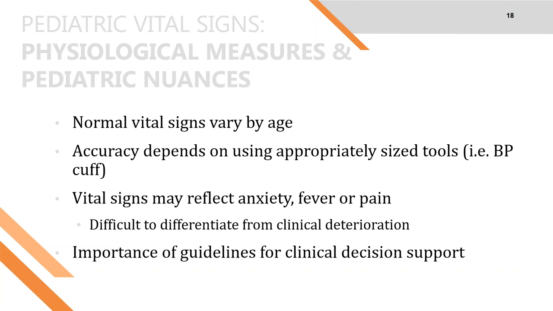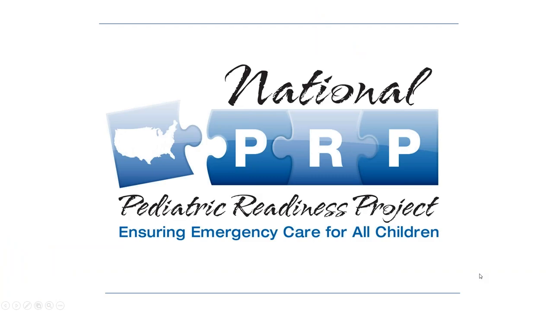We also know that when it comes to the pediatric population in particular, oftentimes they can be anxious. Sometimes they present with pain and/or fever, and that can make it really difficult to differentiate those children who are at risk for clinical deterioration. And so this is really where having these standards in place and having a process in place to identify those children with abnormal vital signs is going to be critical.